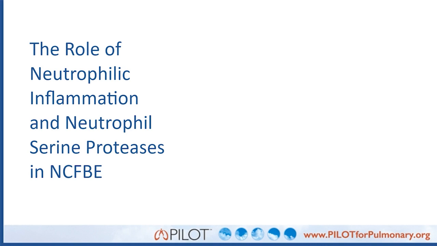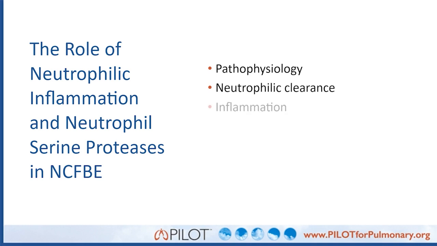Now we'll move on to the role of neutrophilic inflammation and neutrophil serine proteases in non-CF bronchiectasis. And here we'll talk about the pathophysiology, the clearance of neutrophils, and the role of inflammation, including the eosinophils.